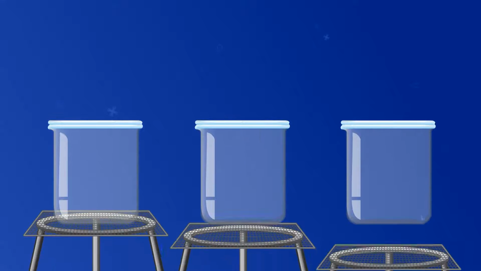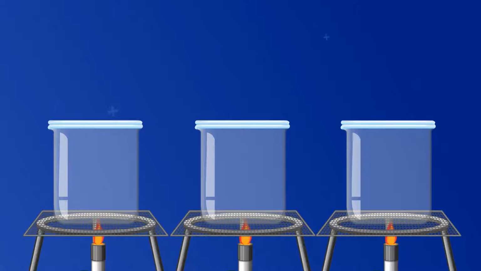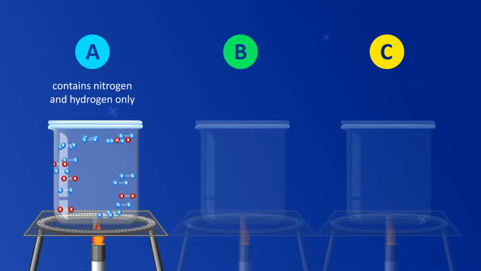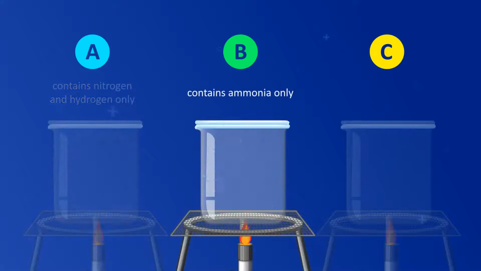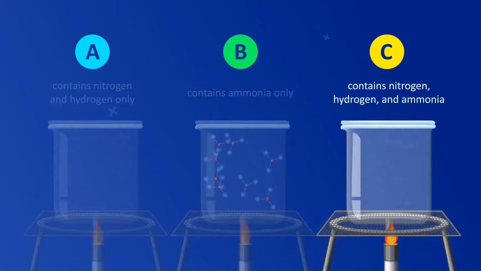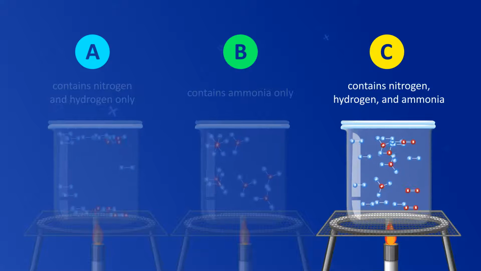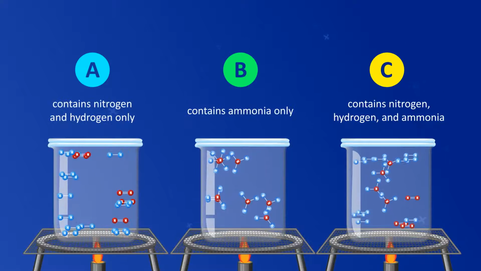Let's suppose that you want to observe three different reactions in three containers A, B, and C. Container A contains a mixture of nitrogen and hydrogen gases that are reacting together. Container B contains only ammonia that is decomposing. And container C contains both, a mixture of nitrogen and hydrogen reacting together and ammonia that is decomposing.